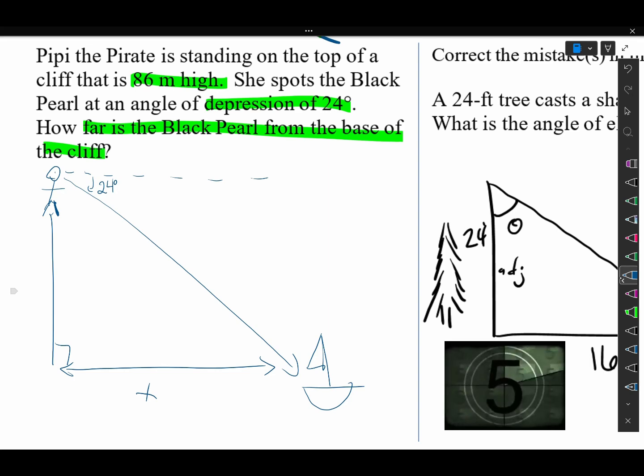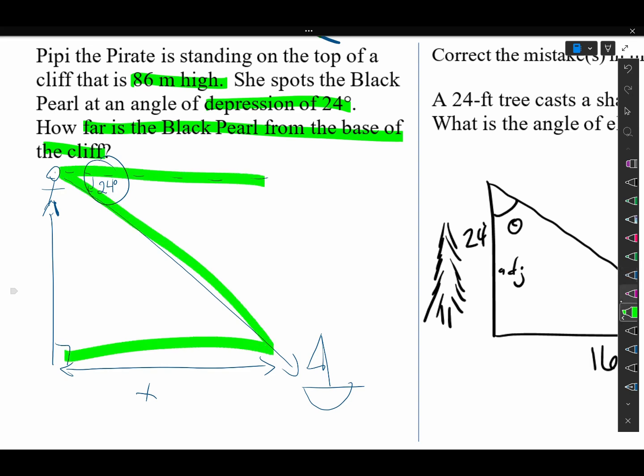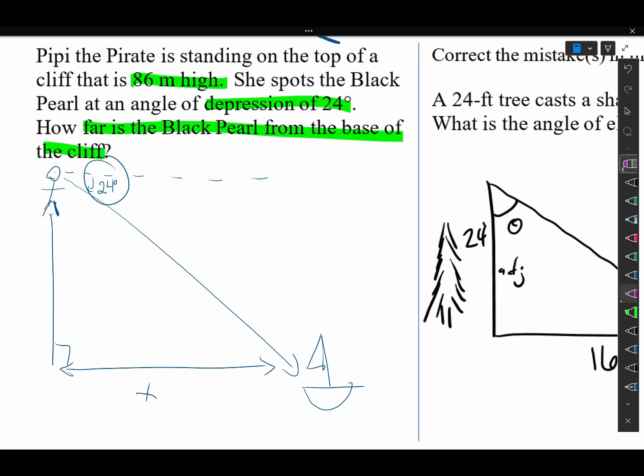I encourage you to pause the video here because you can solve this using only your prerequisite skills. But I'll go through it right here. Our angle of depression right here is actually outside of our triangle right now. So we could use a couple of ideas. We could use a Z pattern right here to recognize that we also have a 24-degree angle inside our triangle right here.